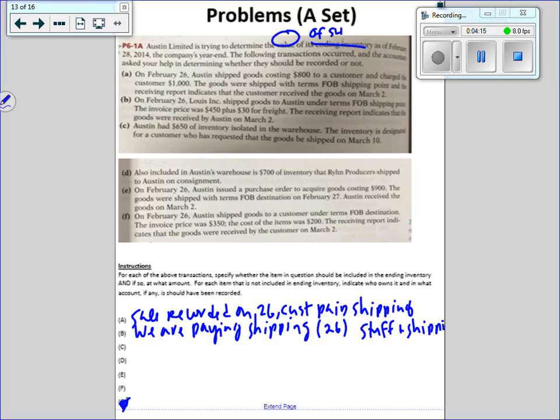C. Austin, so us, we had $650 of inventory isolated in a warehouse. So if we have a store, it's not on the sales floor, it's not in the back room, it's isolated off in some warehouse. It's maybe not even on site. The inventory is designated for a customer who has requested the goods to be shipped on March 10th.